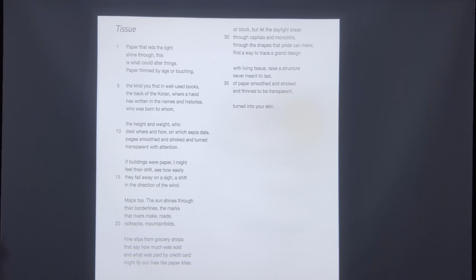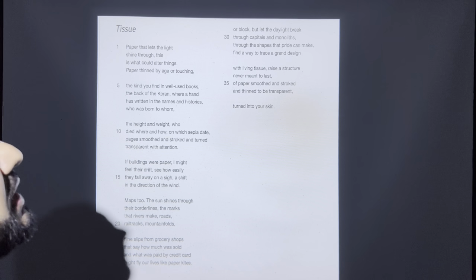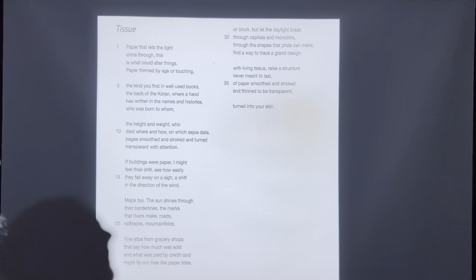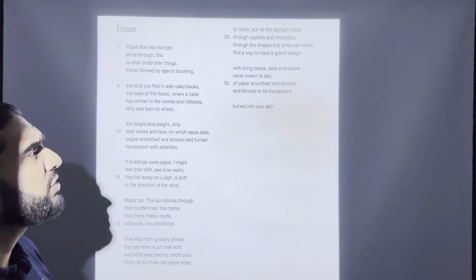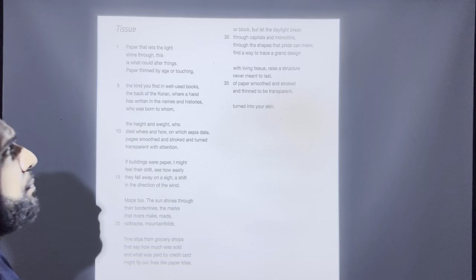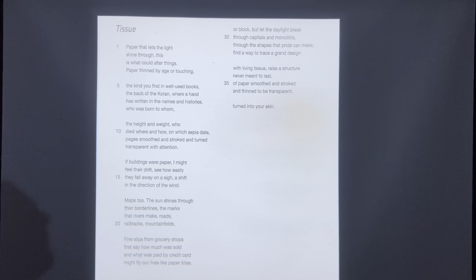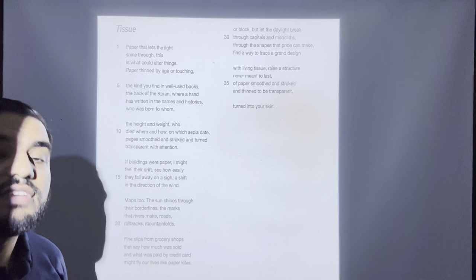Maps too, the sun shines through their borderline, the marks that rivers make. Roads, rail tracks, mountain folds, fine slips from grocery shops that say how much was sold. And what was paid by credit card might fly our lives like paper kites. But let the daylight break through capitals and monoliths, through the shapes that pride can make, find a way to trace a grand design. With living tissue, raise a structure never meant to last. Of paper smoothed and stroked and thin to be transparent, turned into your skin.